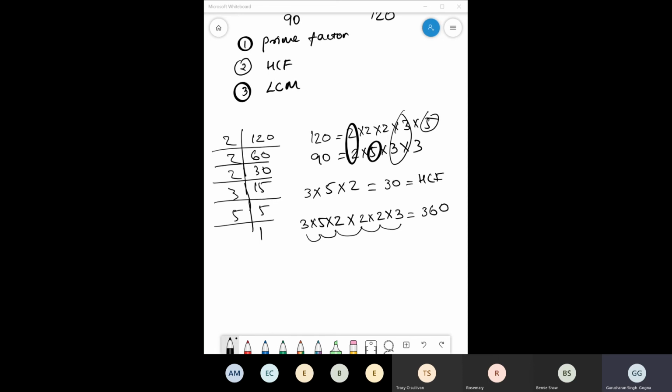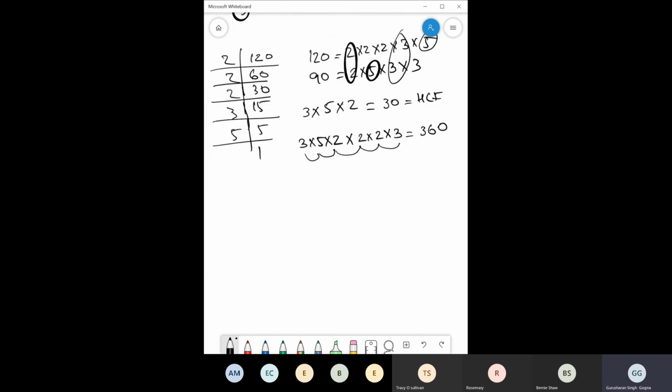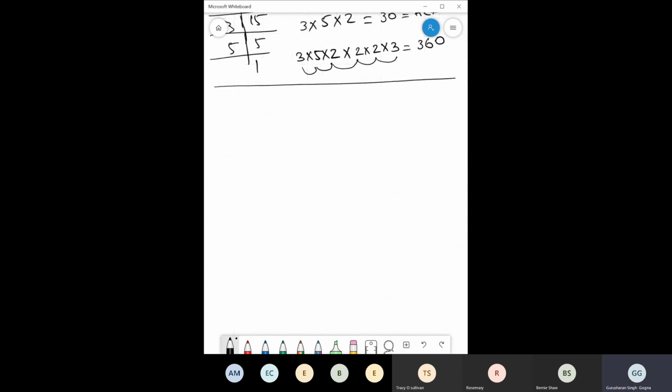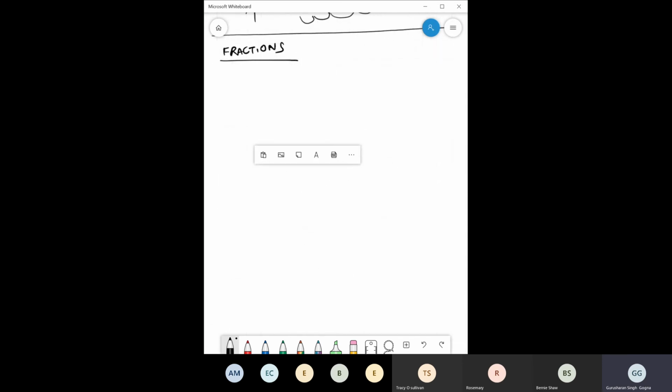Okay, so this is very important to understand how to get the LCM, because now you'll be doing fractions. You already know what we mean by fraction. Fraction means the rational numbers, so something over something. But the question is how to add them, subtract them, multiply them, and divide them. The most important part is how to add and subtract two fractions.